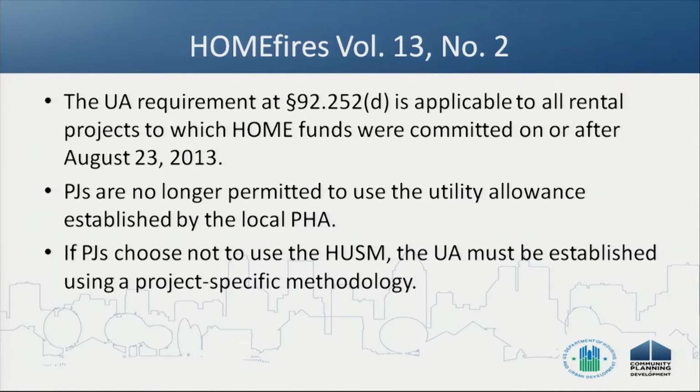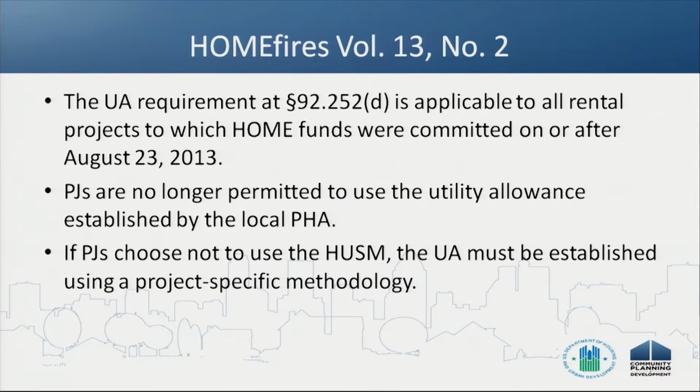HOMEfires Volume 13, Number 2 was published in May 2016. It makes clear that under the HOME rule, PJs are no longer permitted to use the utility allowance established by the local public housing authority for HOME-assisted rental projects. HUD made this change because the methods used by PHAs to establish these utility schedules vary across the country, and therefore may generate inconsistent or inaccurate allowances.